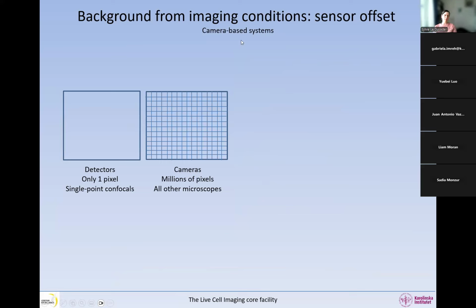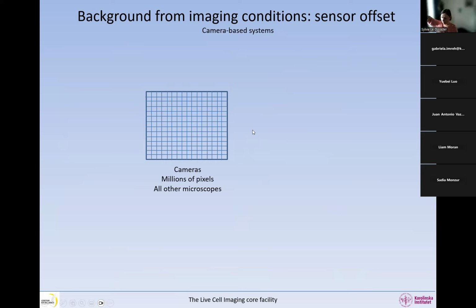What happens now on camera-based systems? How can we change the background that comes from the imaging condition? We also have an offset in camera-based systems. So now we're talking about camera-based systems with millions of pixels.